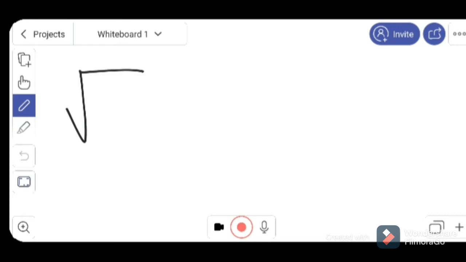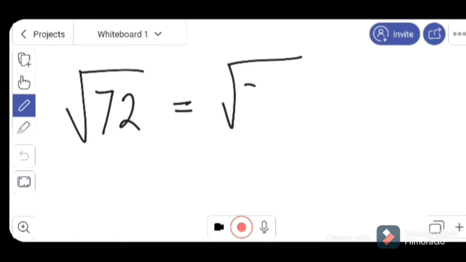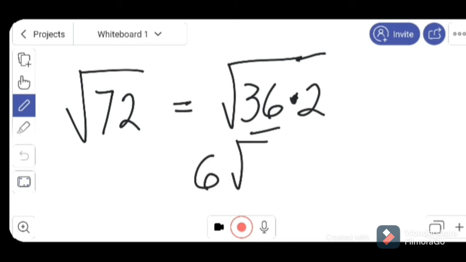Square root of 72. So again, let's think of factors of 72 that are perfect squares. So that can be, yes, 36 times 2. And the square root of 36 goes outside. That's 6. And 2 stays inside. This is now our answer.